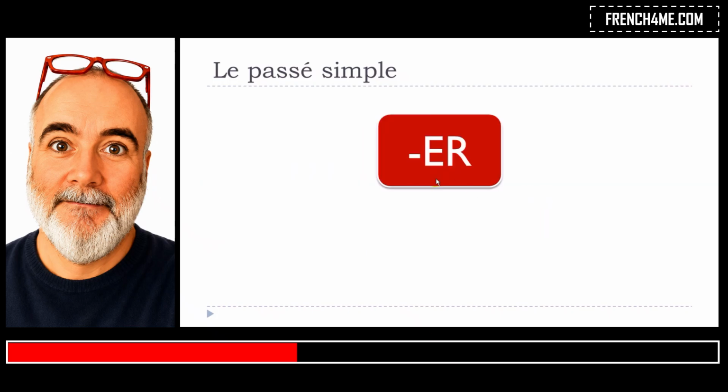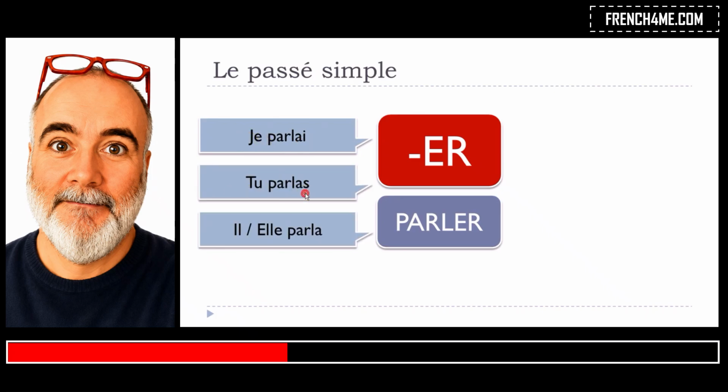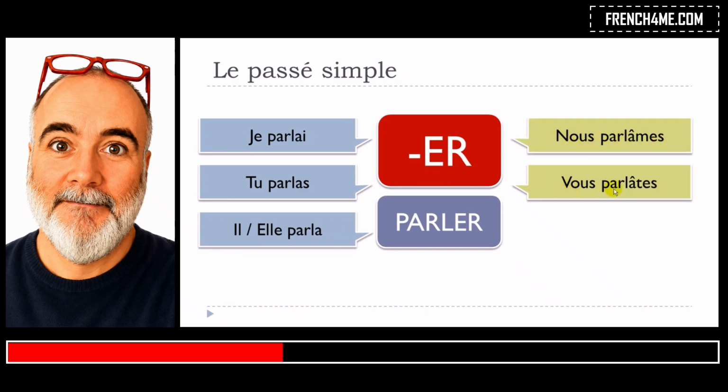Okay, so we'll now see a few examples, quelques exemples. And now I will focus on the pronunciation. Okay, so let's start with the first group. So les verbes en ER, and then the example is parler. Okay, je parlais, tu parlas, il parla, elle parla, nous parlâmes, vous parlâtes, ils parlèrent, elles parlèrent.